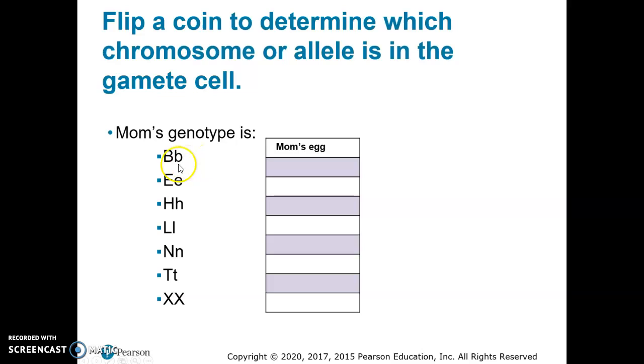If you flip the coin and get tails, write a lowercase b. Then flip again to figure out the e's. Did the gamete get a capital E? Did the gamete get a lowercase e? Again, it's a 50-50 chance of the way this is going to go. Same with the H's. Put your information into your table so that you're keeping track of these letters or chromosomes that are now inside mom's egg.